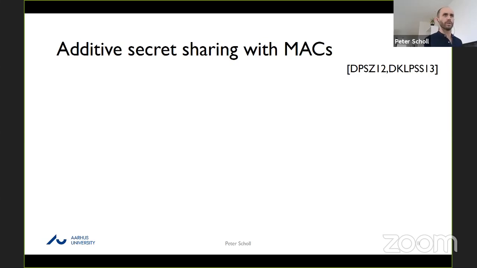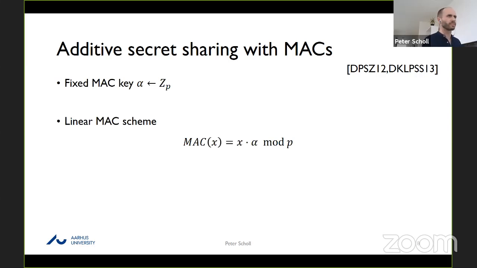Okay, so the main tool we use in SPDZ, mainly in the online phase, is additive secret sharing with information theoretic MACs. This is a very simple kind of information theoretic MAC scheme where we pick a random MAC key, which is just a random field element in Z_p. Then to compute a MAC on x, we just take x and multiply it with the secret key modulo p. Technically speaking, I should say this isn't actually a MAC. You can see it more as an AMD code or something, but it's essentially used as a MAC in the protocol. So we call it a MAC.